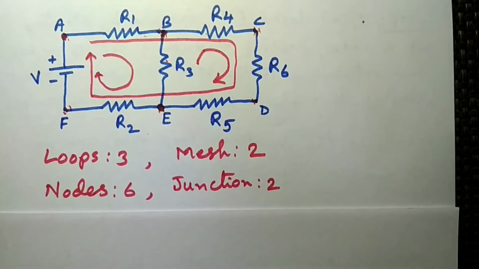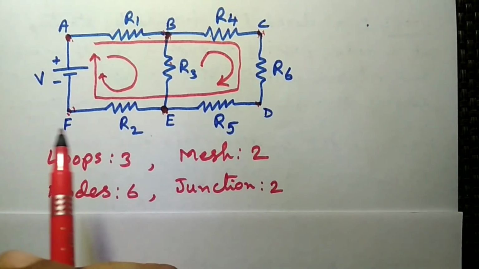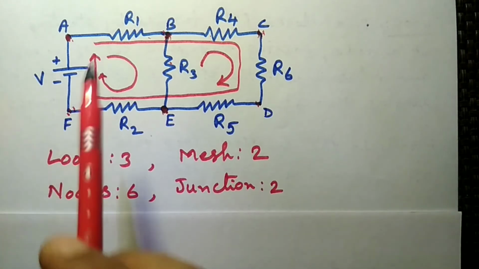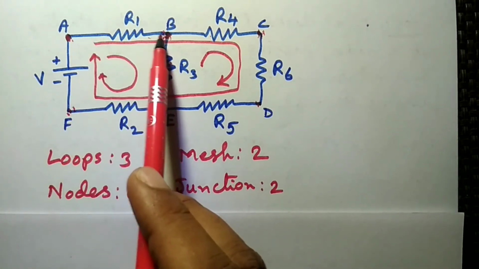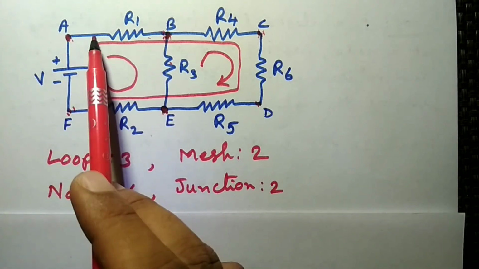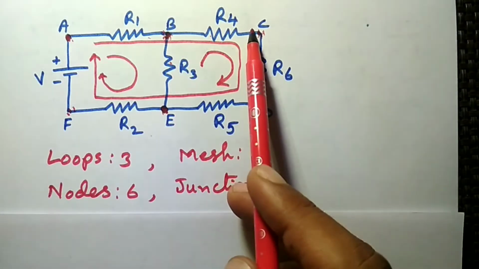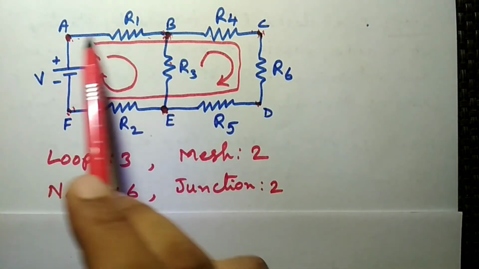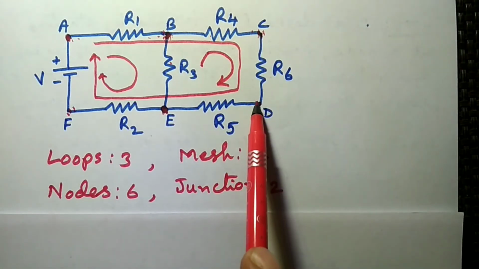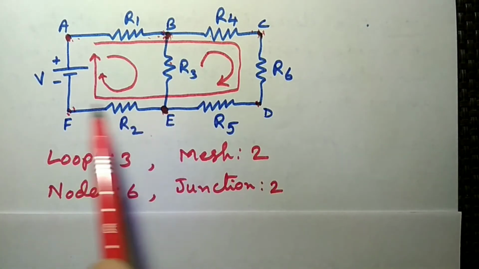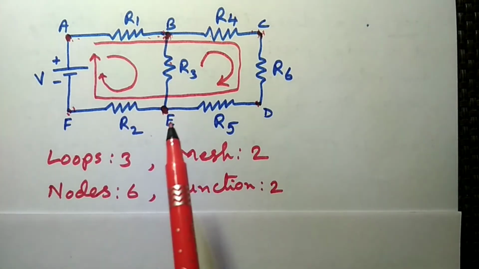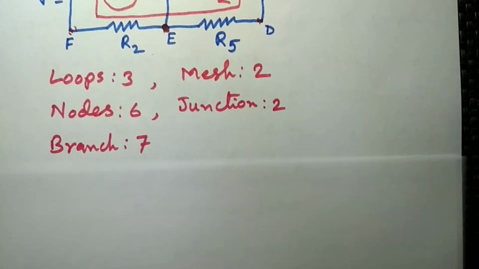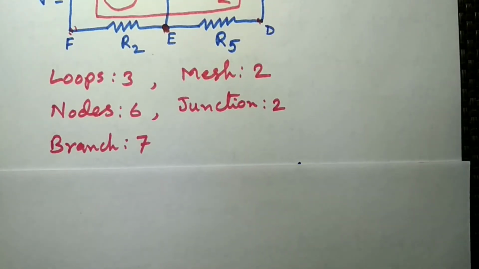Then the branch. A branch is a part between two nodes which should have at least one circuit element. So AB is considered as a branch because between A and B, R1 is the resistance. Similarly, between B and C, R4 is the resistance, so again B and C is a branch. In this way, we count 1, 2, 3, 4, 5, 6 and 7. We have a total of 7 branches in this circuit.